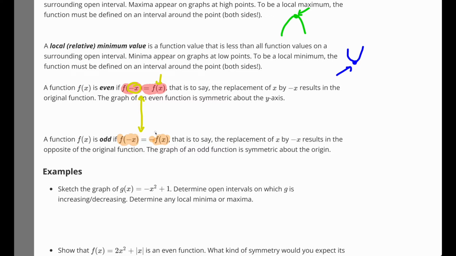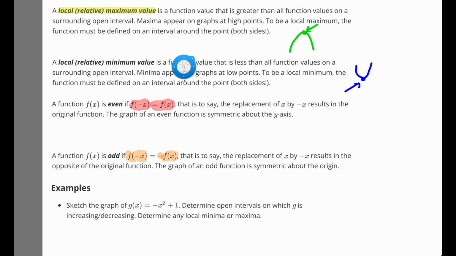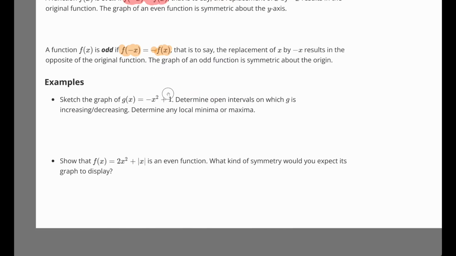Hopefully you notice the difference between those so that you could figure out whether a function is even or odd. We're gonna do some example problems involving all this stuff to cement it a little bit more, but I just kind of wanted to show you the terms first. Make sure you write those down in your notes as they are important for you to know and understand how to use.